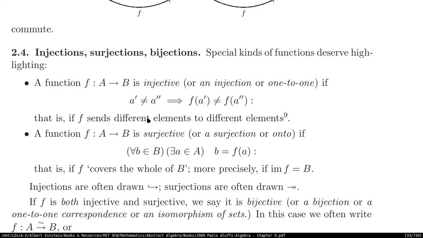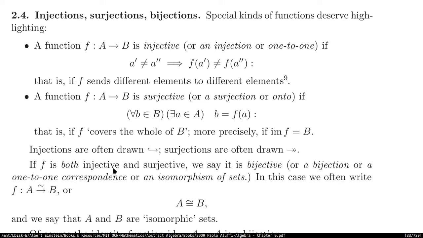A function is injective if it's one-to-one. For example, no two elements can be mapped to the same thing, right? So the image of a prime can never be equal to any image of any other element under F. So F of A prime is always unequal to F of A. So it sends different elements to different elements. So that's injective.